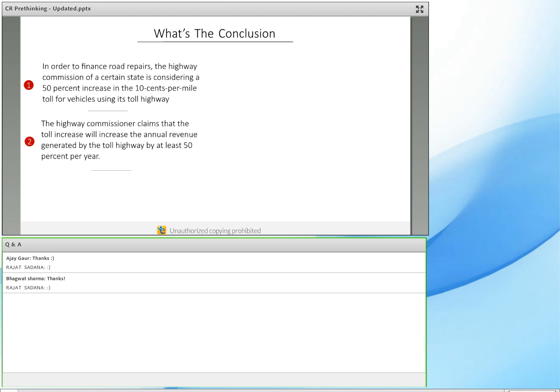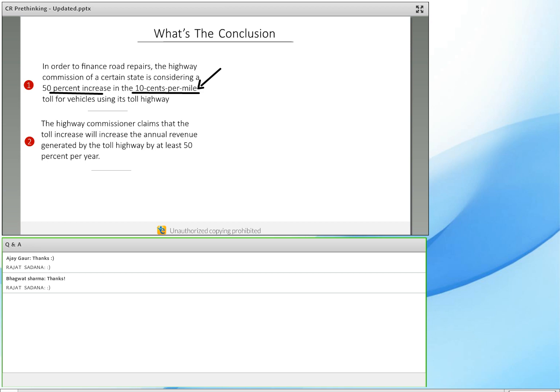And we're going to really see why choice E is the correct answer and how pre-thinking narrows our focus. It's a very simple argument. What's happening is we need to finance roads, and because of that, the Highway Commission of a certain state is considering a 50% increase in toll. And what is that toll amount right now? It's a 10 cent per mile toll for vehicles that are using its toll highway.